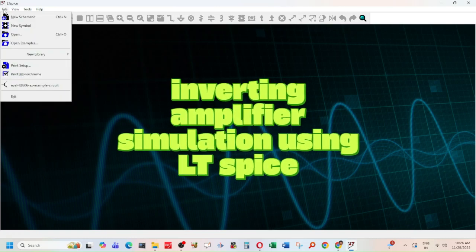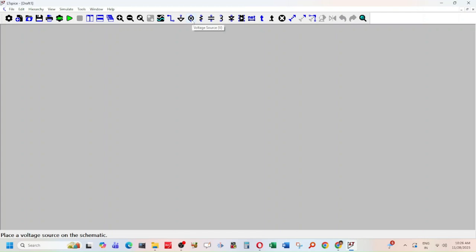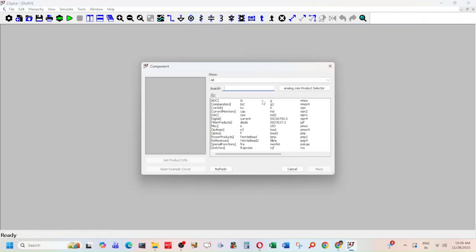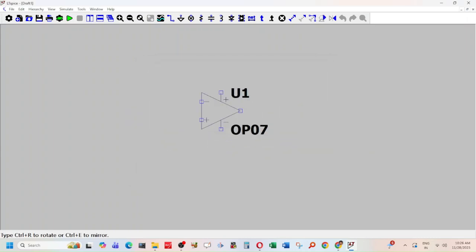Let's do the inverting amplifier simulation using LTspice. Select the required components. Take OP07 as op-amp. Bias it with 12V DC dual power supply. For that, take two separate power supplies and invert the polarity by pressing Ctrl R, and ground the other terminals.